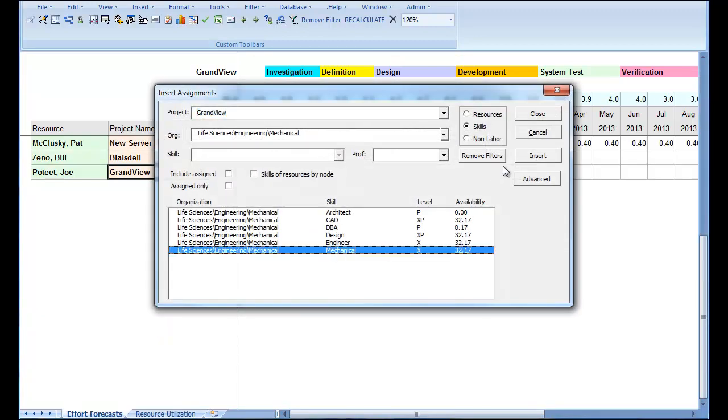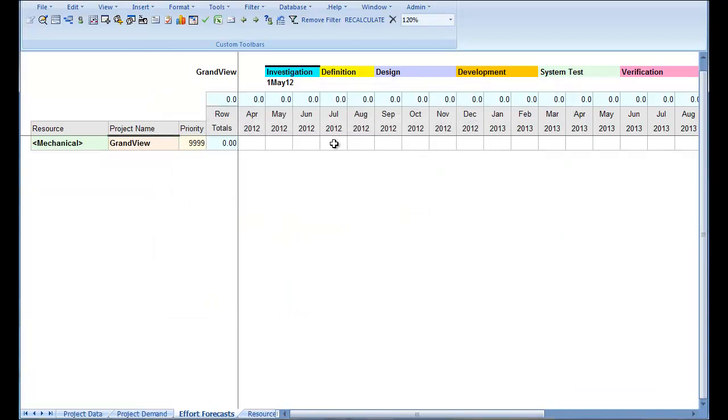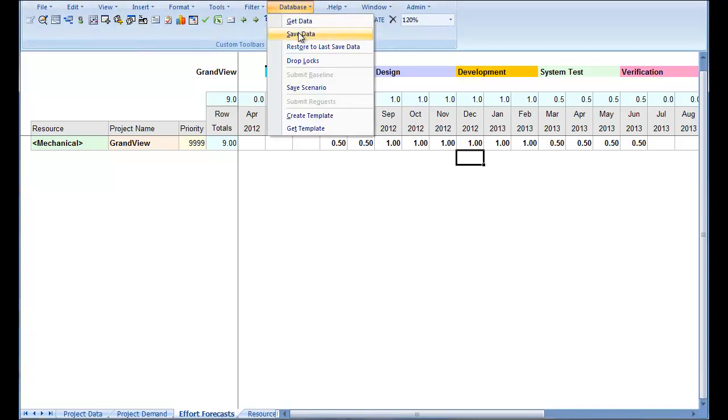I select the mechanical engineering skill from my list, and now I put in the level of effort required from someone in my organization who has that skill. And in the design and development phases, we've agreed that it's going to take one full-time equivalent level of effort. So the level of effort goes up in the design and development phase, and then in the system test phase, it will go back down to half-time. And that will continue through the first month of verification. I'm now done with my forecasting for the Grandview project, and I simply save the data back to the database.